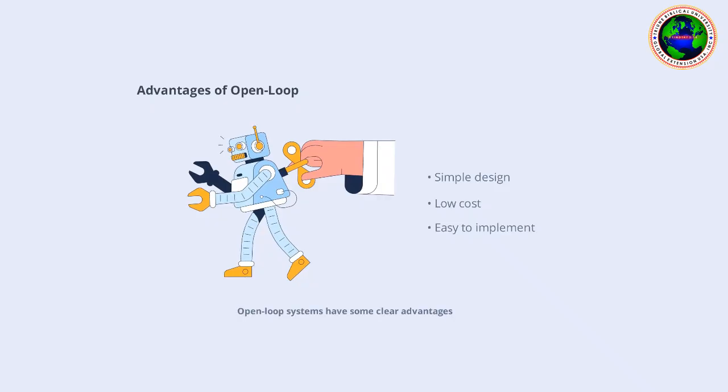Open-loop systems have some clear advantages. Their simplicity means they are easy to design and implement. They also tend to be less expensive, since they don't require sensors or complex controllers. For tasks where precision isn't critical, or where the environment is predictable, open-loop systems can be a great choice. However, it's important to remember that these benefits come with certain trade-offs.